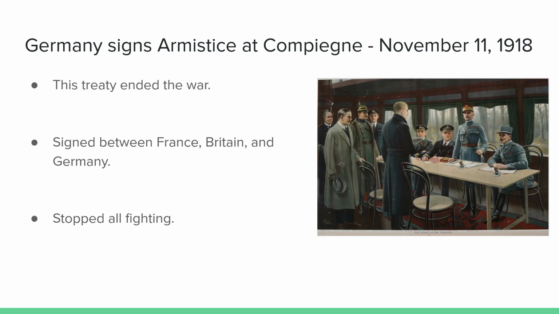Germany signs armistice at Compiègne, November 11th, 1918. This was the treaty that ended the war. It was signed between France, Britain, and Germany, and this treaty would end all the fighting in the war.